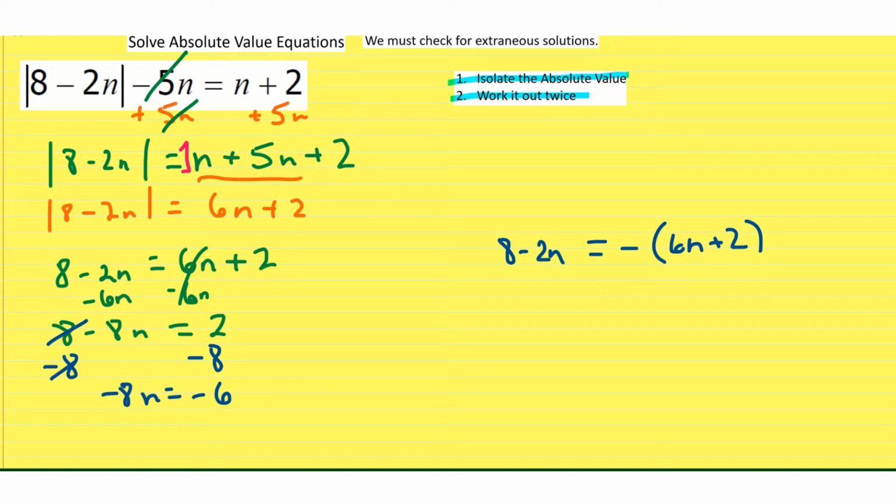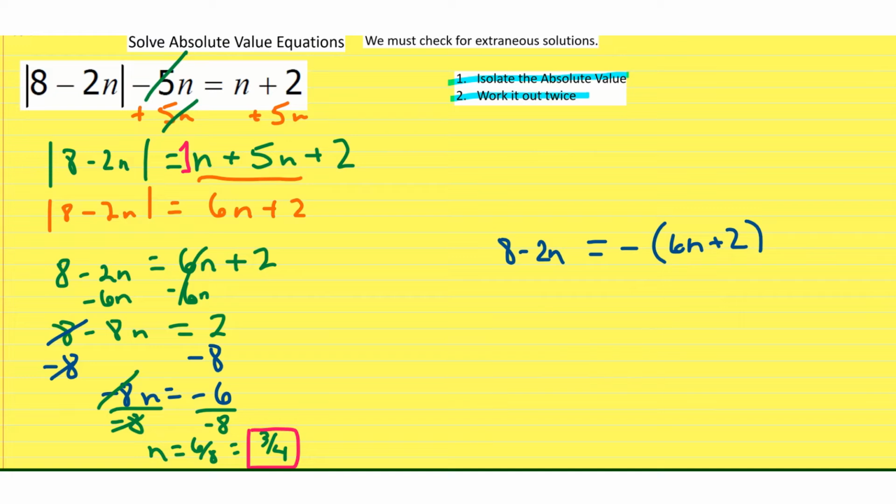And then at that point, I can divide out the negative 8 on both sides. Cancel, cancel. So n is going to be equal to a positive, of course, your negatives are going to cancel out here. So you'll have a positive 6/8. However, that is going to reduce to 3/4. So potentially, that is my first solution for n.